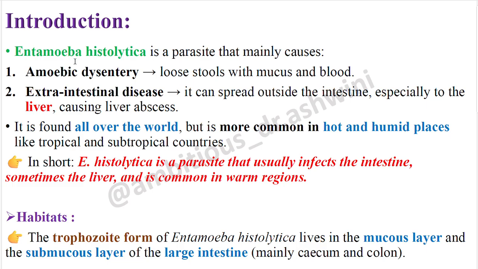So, Entamoeba histolytica is a parasite that mainly causes amoebic dysentery, that is, loose stools with mucus and blood, and extraintestinal diseases, that is, it can spread outside the intestine, especially to the liver, causing liver abscess. It is found all over the world, but it is more common in hot and humid places like tropical and subtropical countries. In short, Entamoeba histolytica is a parasite that usually infects the intestine, sometimes the liver, and is common in warm regions. Habitat: the trophozoite form of Entamoeba histolytica lives in the mucus layer and the submucous layer of the large intestine, mainly the cecum and colon.